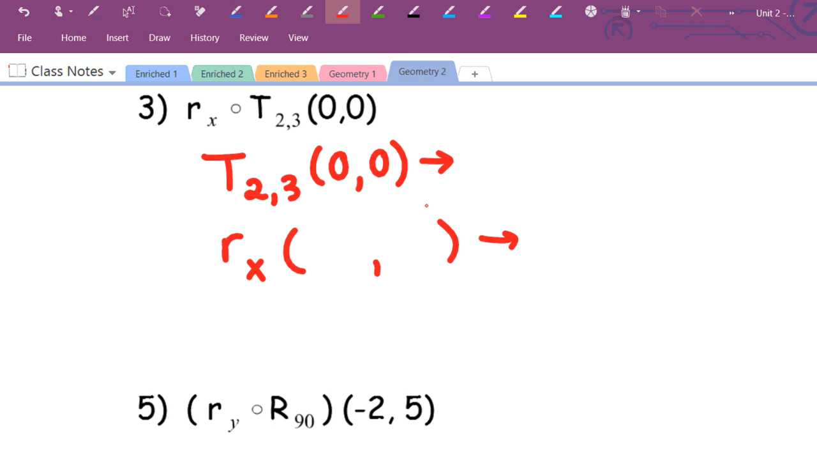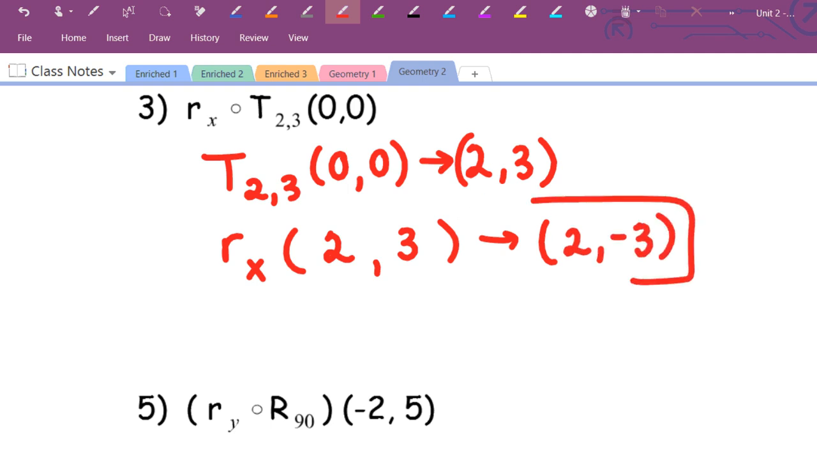Emily, what do we get after we do that translation? And then we're going to perform our reflection on that point. What do you get after the x-axis reflection? Yes. We have questions on that one? Next one up after that.